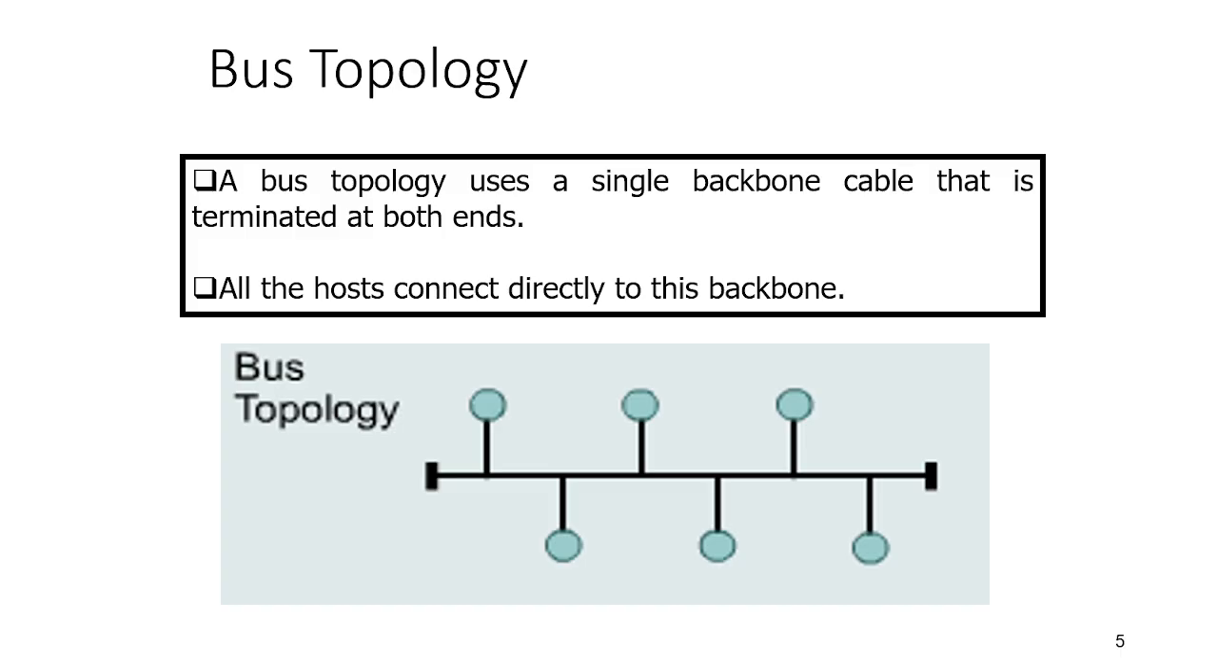Advantages of bus topology: simple and easy to implement, requires less cable compared to other topologies, cost effective for small networks. Disadvantages: if the main backbone cable fails, the entire network stops working. Difficult to troubleshoot faults. And the last one is that performance decreases when many devices are connected. Bus topology was commonly used in early Ethernet networks.